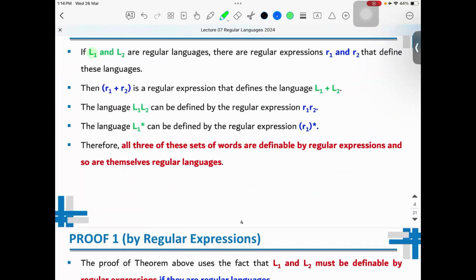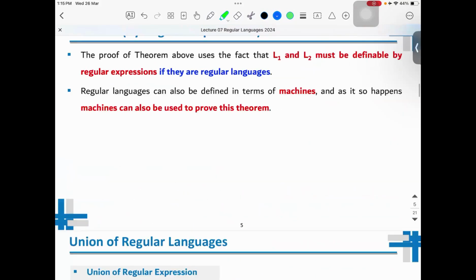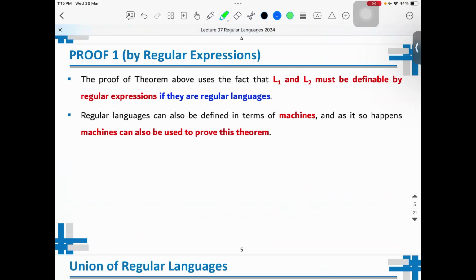So if L1 and L2 are regular languages, they are defined by regular expressions R1 and R2. So when you have to take a union of two languages, it means you are taking a union of two regular expressions, R1 plus R2. L1 dot L2 concatenation means R1 dot R2. L1 star closure means R1 star closure. Therefore, all three of these sets of words are defined by a regular expression, and so they are regular languages.